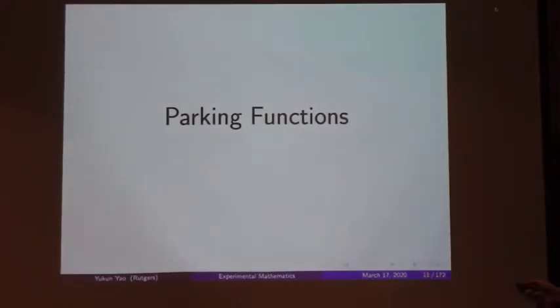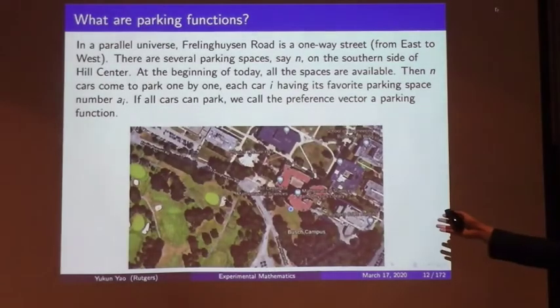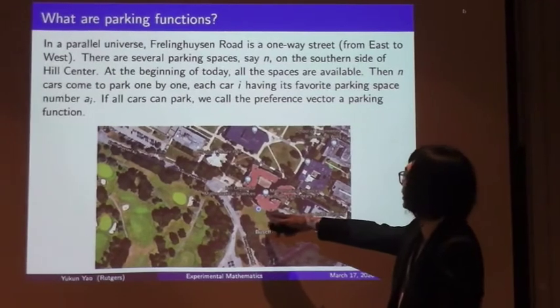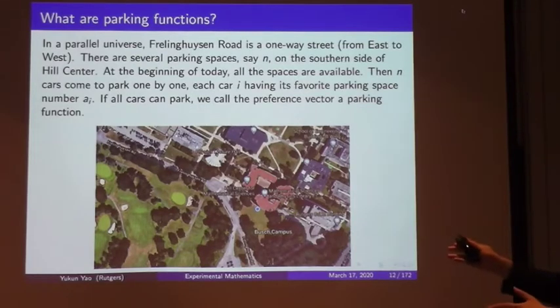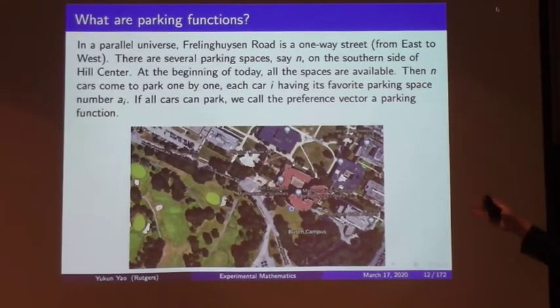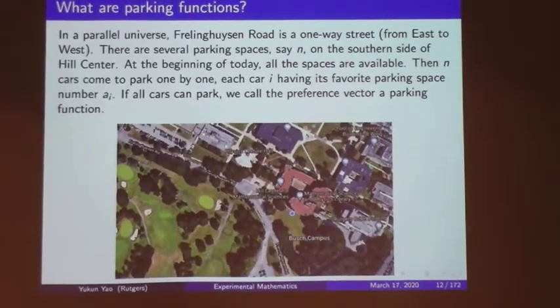Then we begin with parking functions. So here is a map of Hill Center. The blue dot is where we are now. And let's assume in a parallel universe, Frelinghuysen Road is a one-way street, say from east to west. And there are several parking spaces, say N, on the southern side of the Hill Center. At the beginning of the day, all the spaces are available. Then N cars come to park one by one.